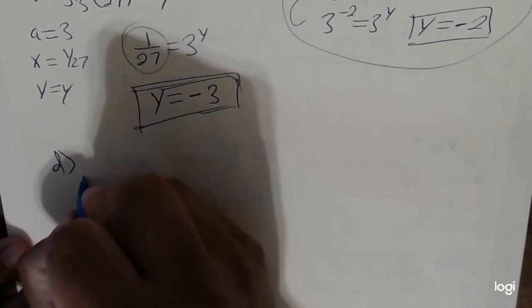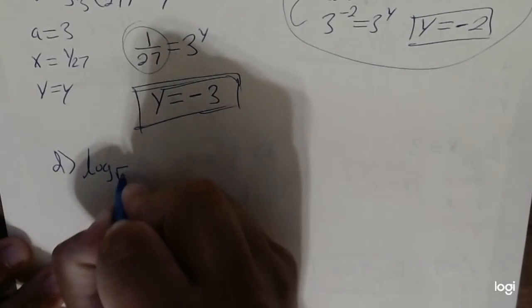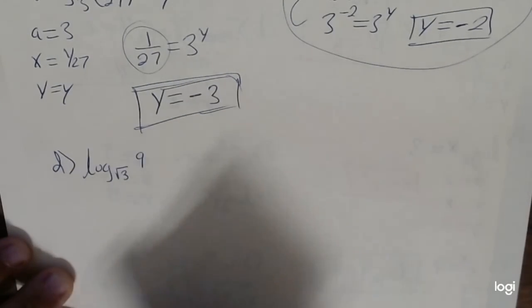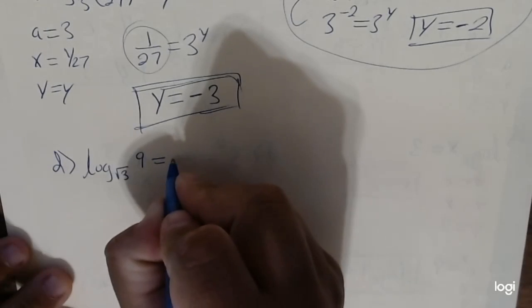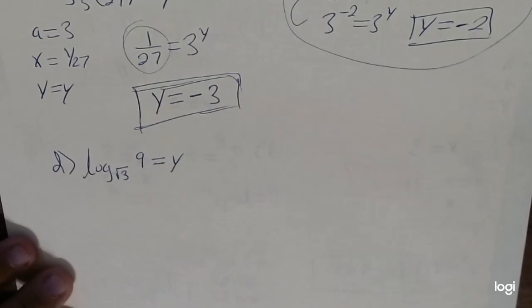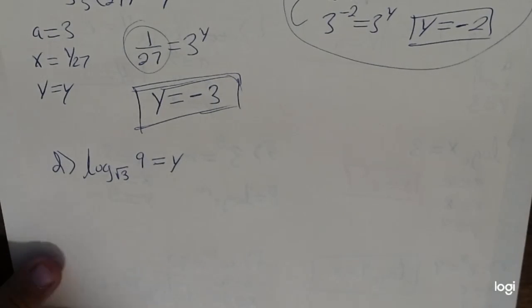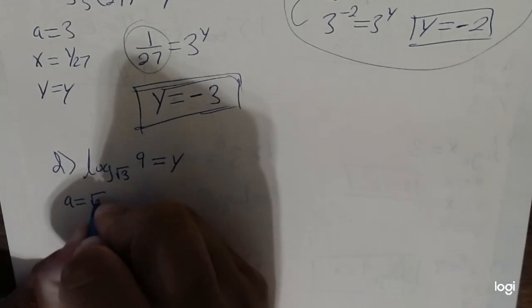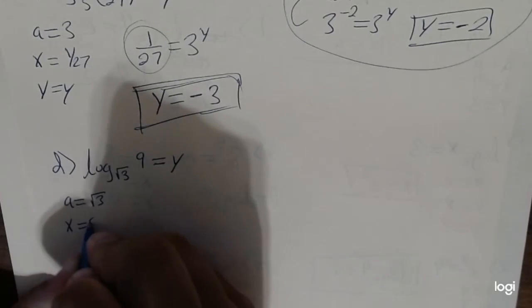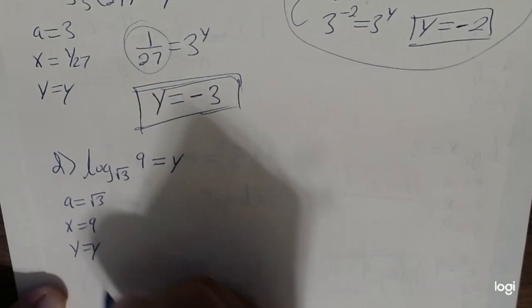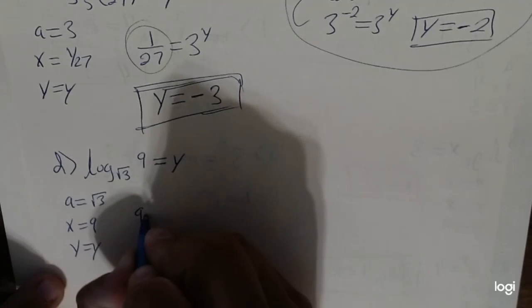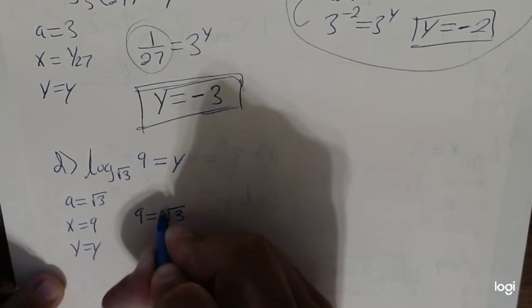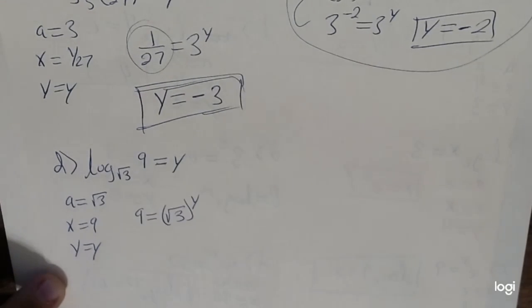So why don't we try this one? Log base square root of 3 of 9. Again, we want to figure out what that equals. Call that y. Same thing, our base is radical 3, the x value is 9, and y is y. So therefore, we can have 9 equals radical 3 to the y power.